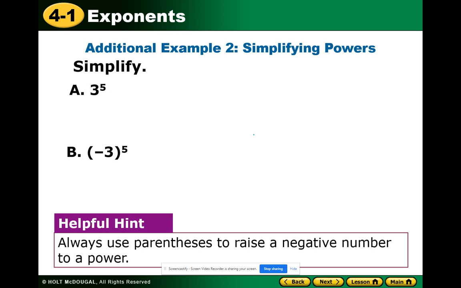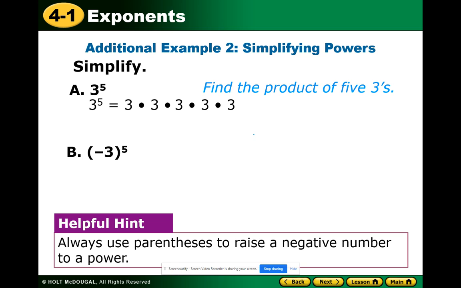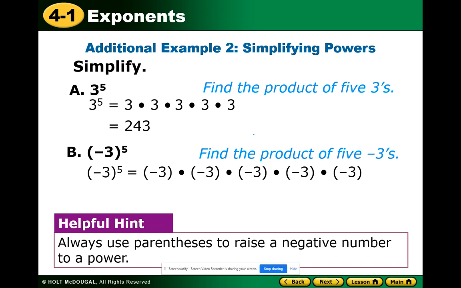Now, A and B, you should see that these two are not necessarily the same. The top one is saying 3 to the 5th power, just like that. And when we get the answer, it's 243. The bottom one is saying negative 3 to the 5th power. Okay? So negative 3 5 times. When we do that, we get a negative 243. All right? So that is our answer there.